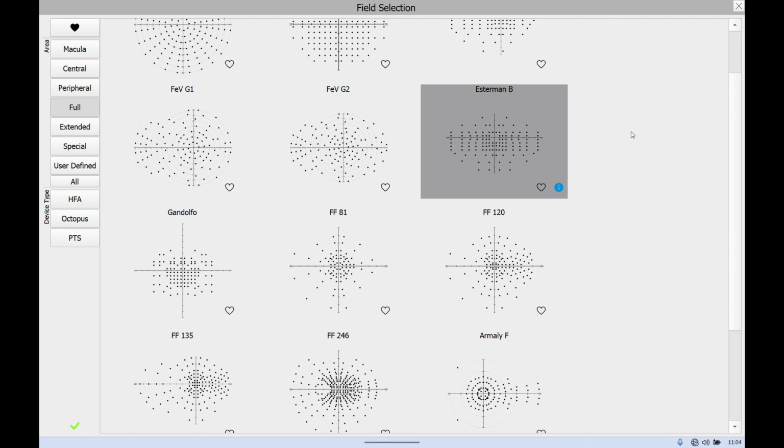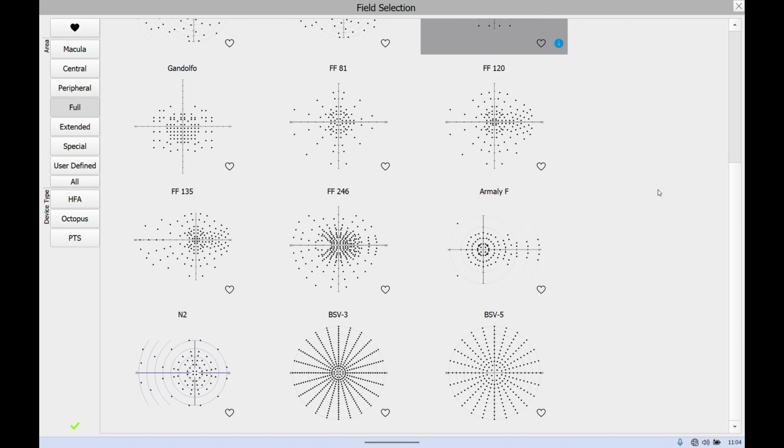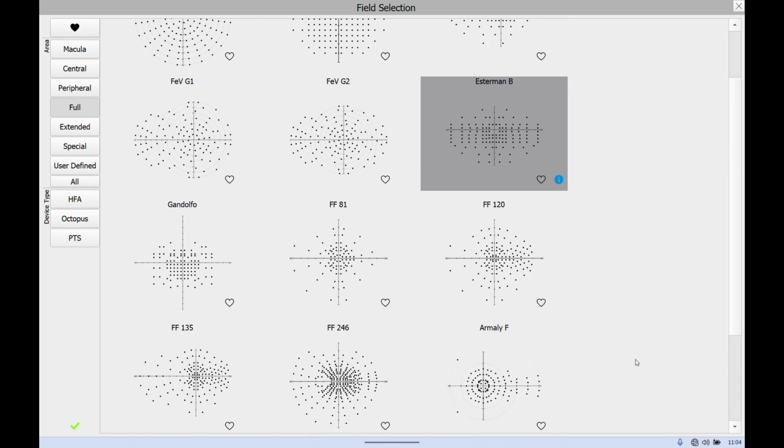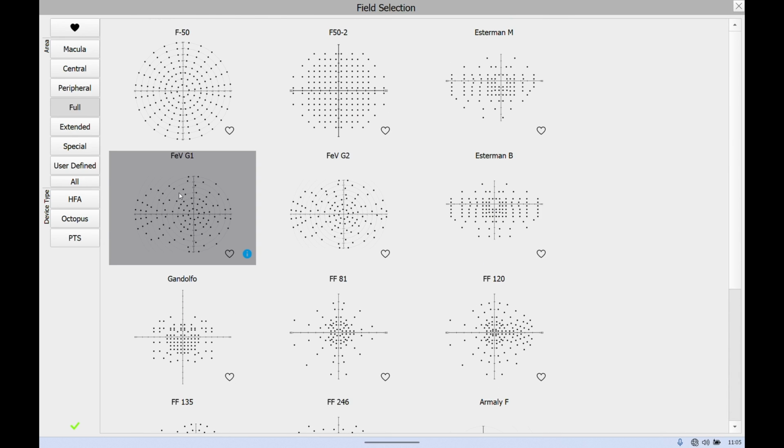We also have full field tests. The most common and the most famous one is Esterman B. This is, I think, the widest. And then we have the tests specific for the country. So FEV, G1, G2, these are German tests specifically for drivers or for pilots, I guess. Gandolfo, it's the Italian one. And then depending on the number of dots, this is what the specific country uses.